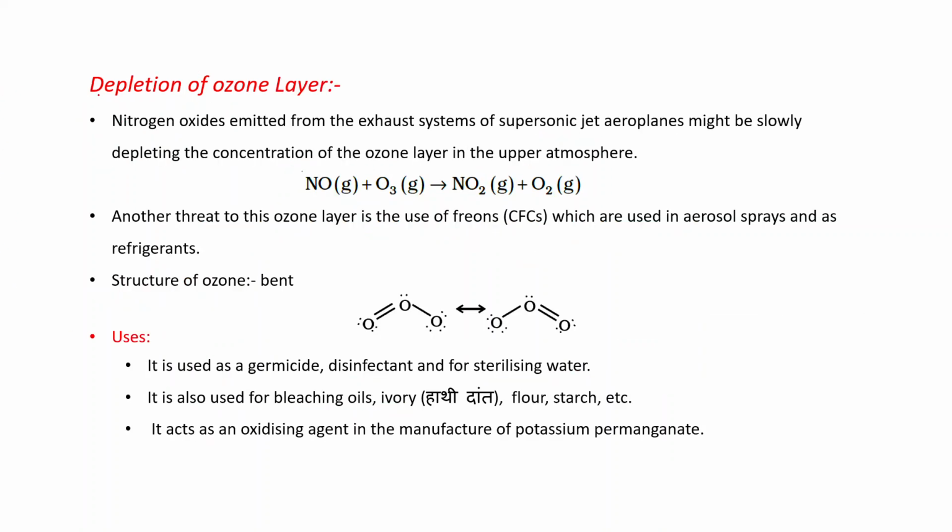Depletion of the ozone layer. Again, you are familiar with this term, depletion. Nitrogen oxides emitted from the exhaust system of supersonic jet aeroplanes might be slowly depleting the concentration of the ozone layer in the upper atmosphere. How? Actually, this NO, nitric oxide, reacts with the ozone and forms NO2 and O2.